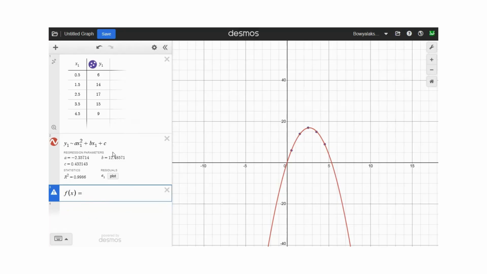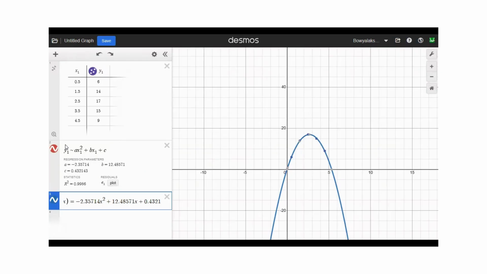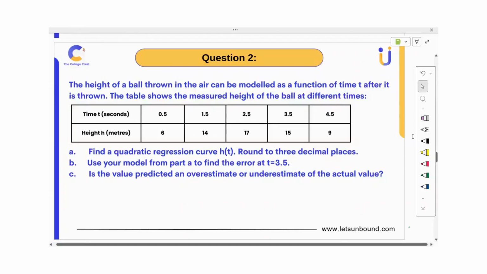So what is your a? Negative 2.35. So copy that, x squared, plus b is 12.4, copy paste, x, plus c value 0.432. That's it. So now going back, we have to approximate to 2 decimal places. So let's use this and make the regression model. Moving to the whiteboard here.